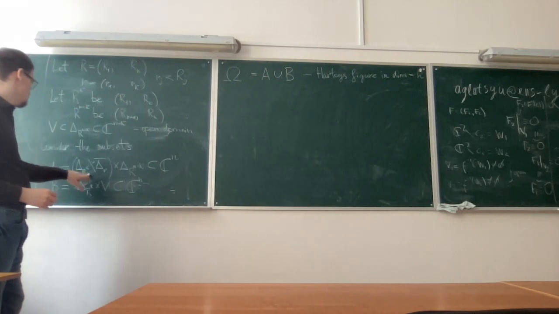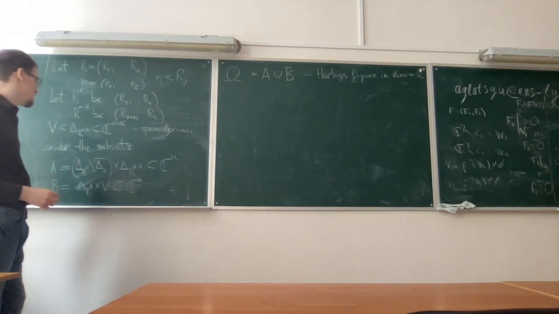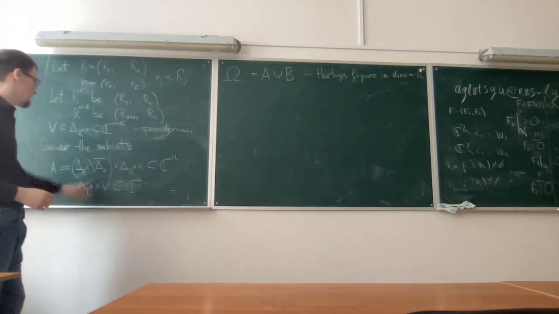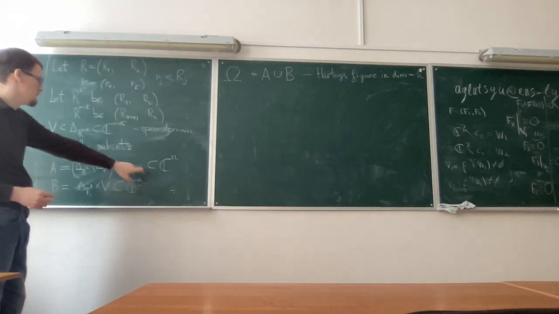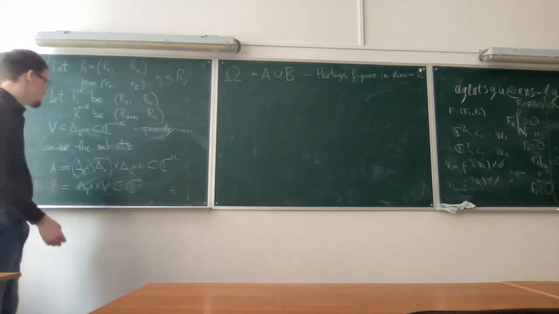Yes, we take a polydisk, and for k coordinates we take a polydisk and throw out a closed polydisk of smaller radius, and multiply by a polydisk in the remaining n minus k coordinates. And here we take just the product of this polydisk with a fixed open subset.